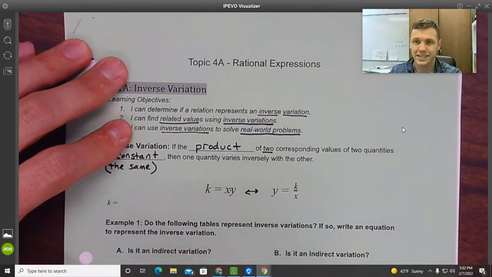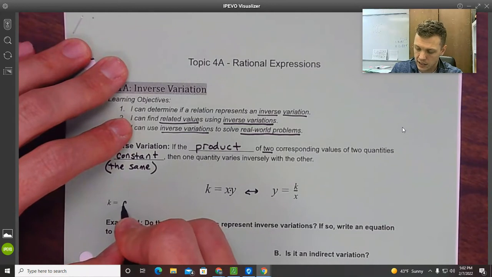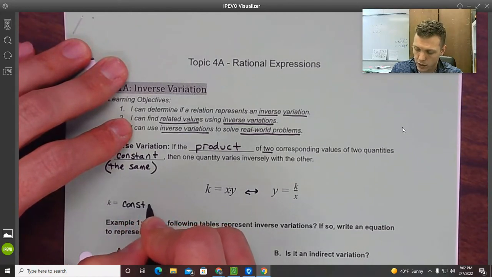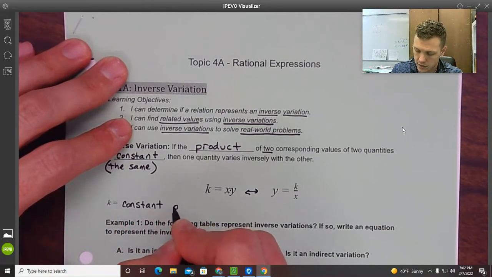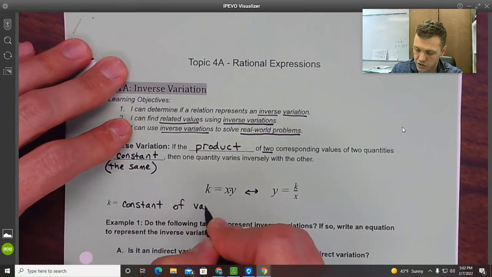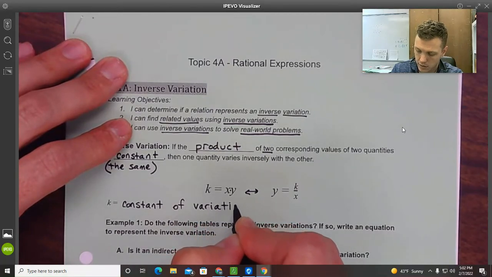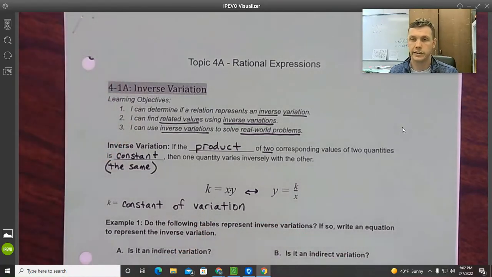Now, what is the k? We know what x and y are. K is what we call the constant of variation. The constant of variation.